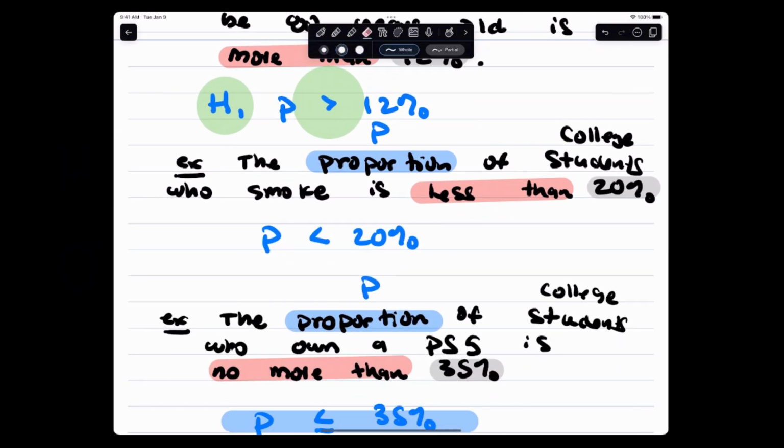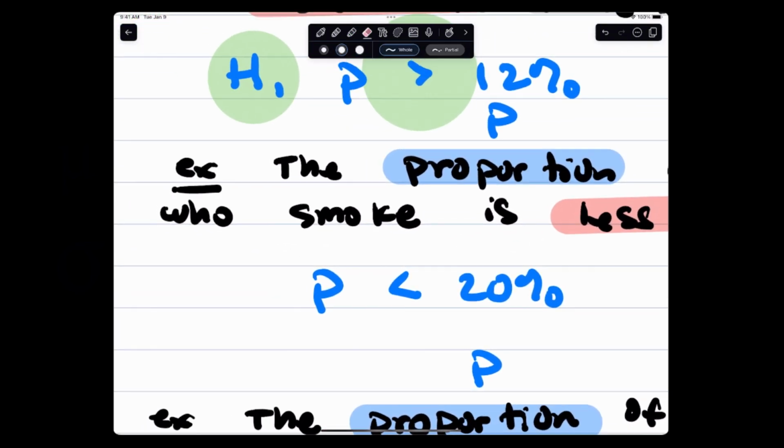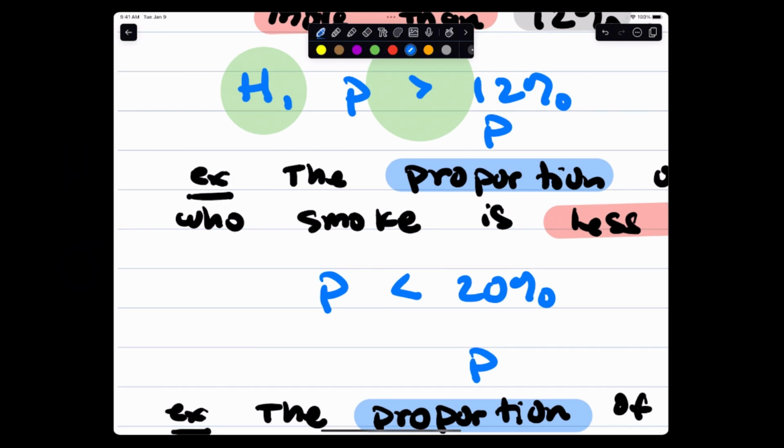Alrighty. So what's this going to be? Is this a null or is it an alternate? Look at the inequality. Is there any equal sign there? Do you guys have an equal sign for strictly less than? No, so this will be an H1. All right. There it is.